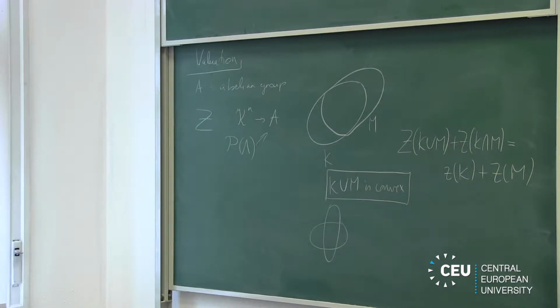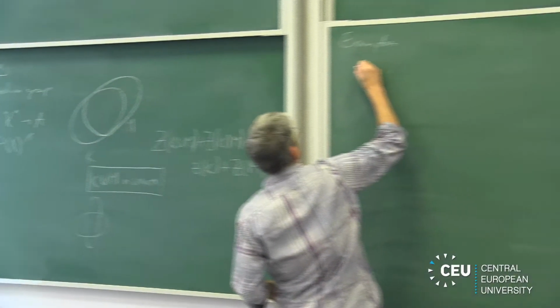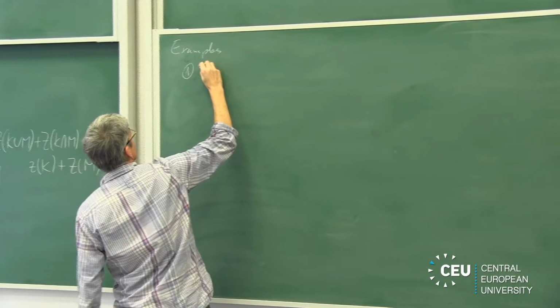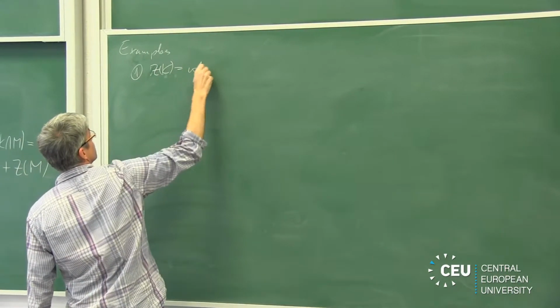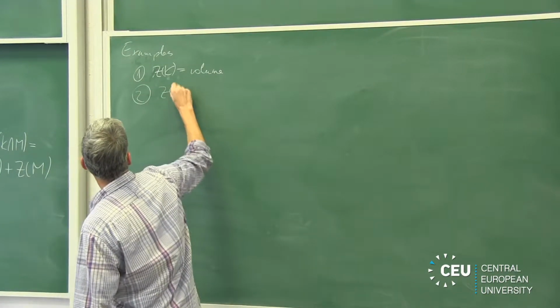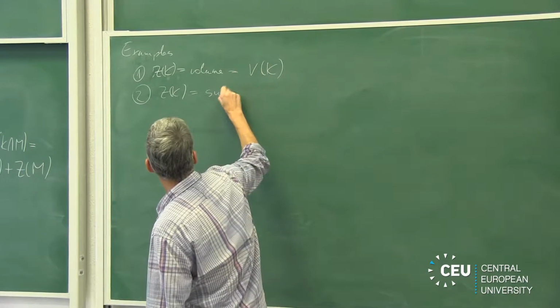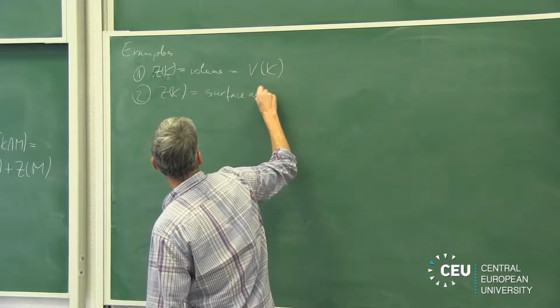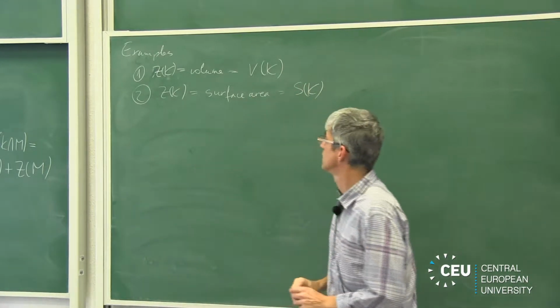Volume, okay. One is volume. Z of K is volume. Yeah, surface area. So it's volume of K, and surface area, which I will write, say, S of K.